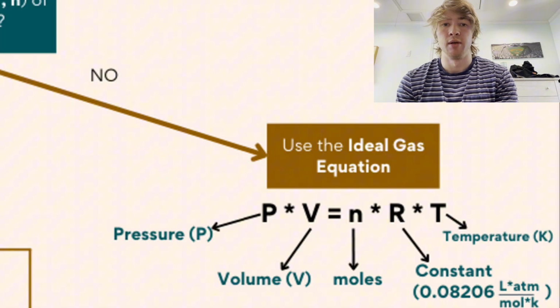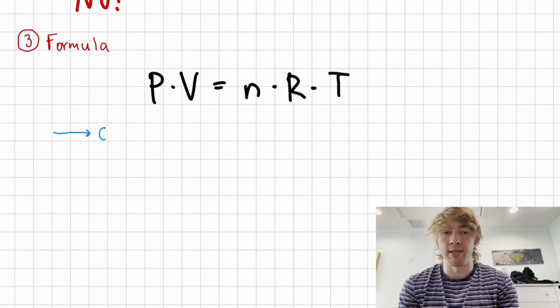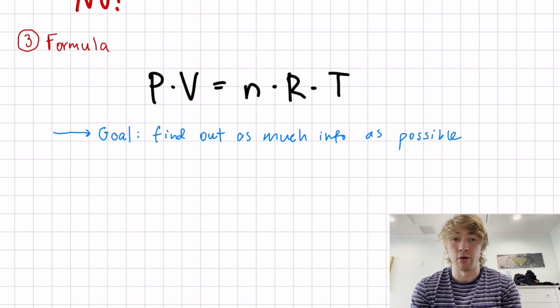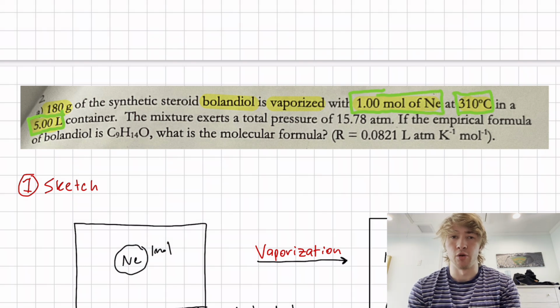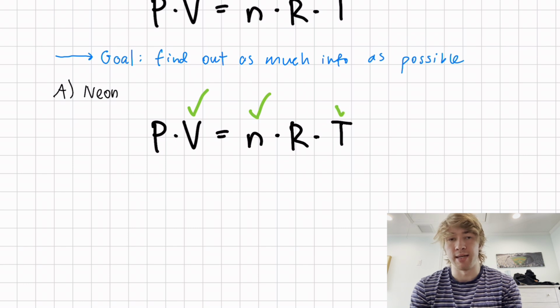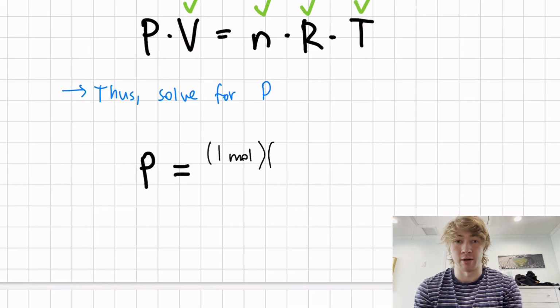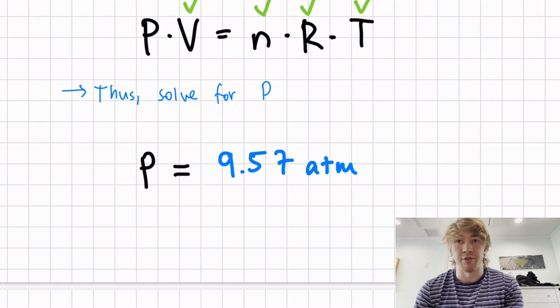Pressure times volume equals moles times the ideal gas constant times temperature. We're going to have to apply the formula to each gas separately with the goal of filling in any remaining information that's not already known to help us solve the problem. Considering neon first, we see that we have 1 mole of it at 310 degrees Celsius in a volume of 5 liters. So we can check off V, N, T, and R because R is a constant, so we've always got that. And now all we have to do is solve for the pressure that neon is exerting on the container. Substituting and rearranging, we find that neon exerts 9.57 atmospheres of pressure on the container.